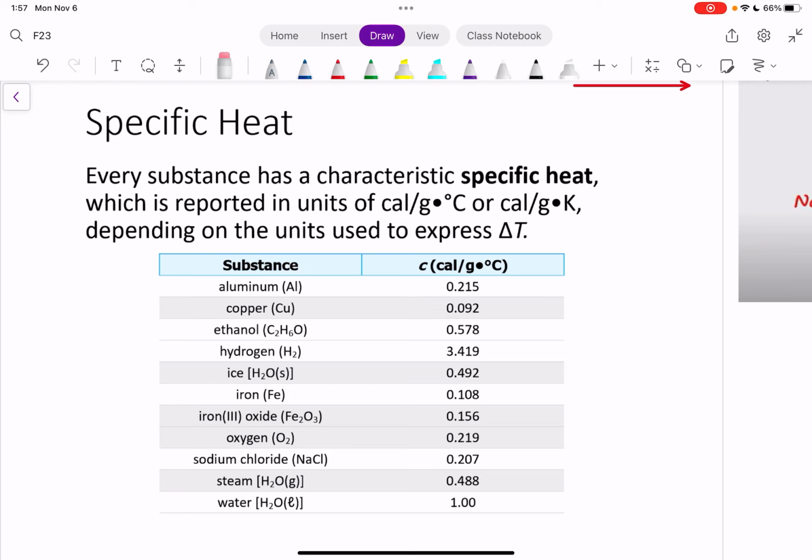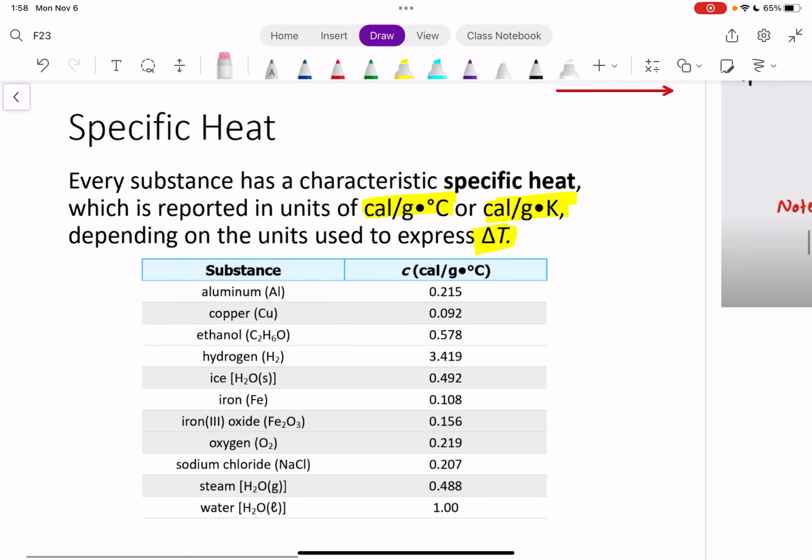So let me talk about specific heat, and then we'll do some examples. And that's when I think this really starts to click more. So specific heat, what is it? It sounds really weird. Every substance has this characteristic specific heat, which is reported in units of calories per gram times degrees Celsius, or calories per gram times Kelvin. I know, these units look insane. We pick whether we want to use the left or the right units depending on how we are expressing our temperature, right? Is it in degrees Celsius or is it in Kelvin?